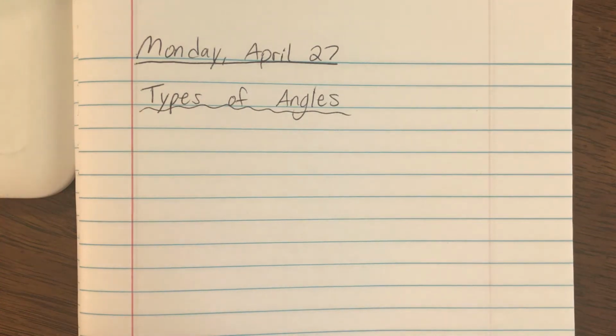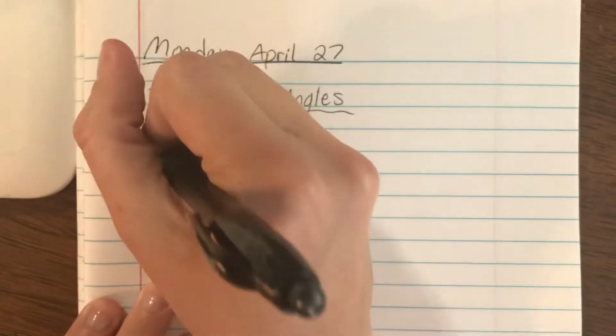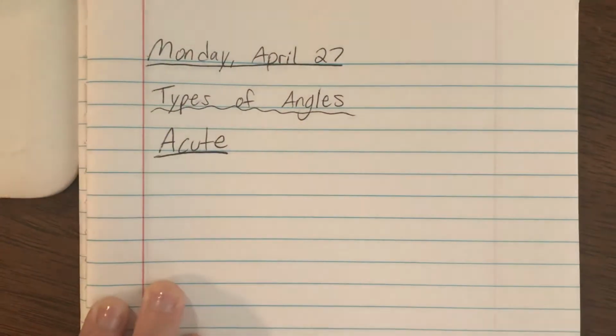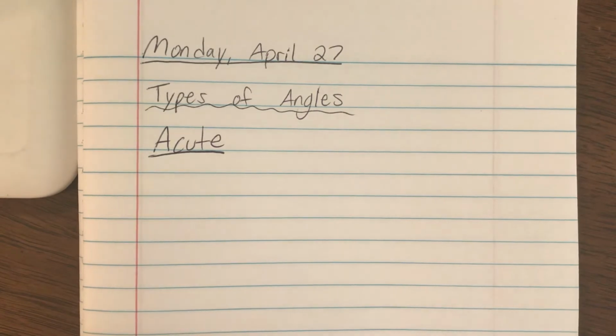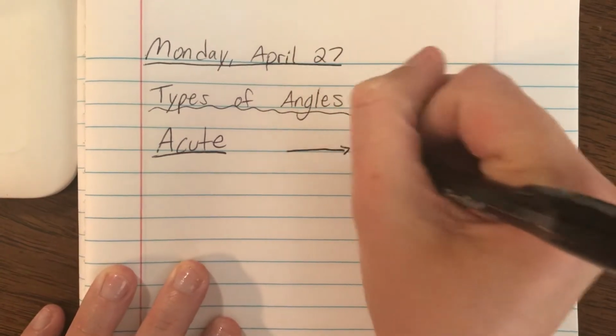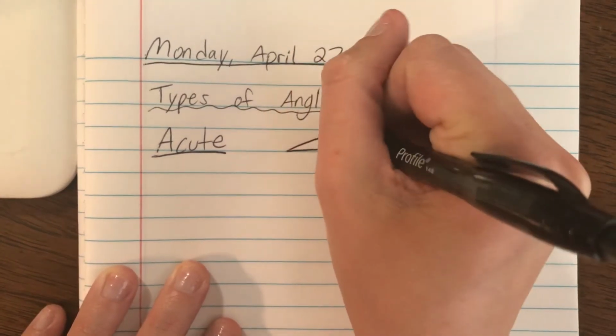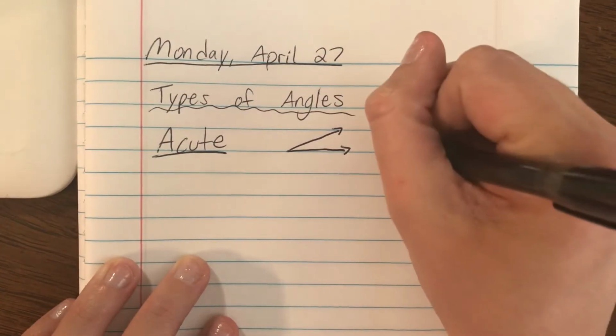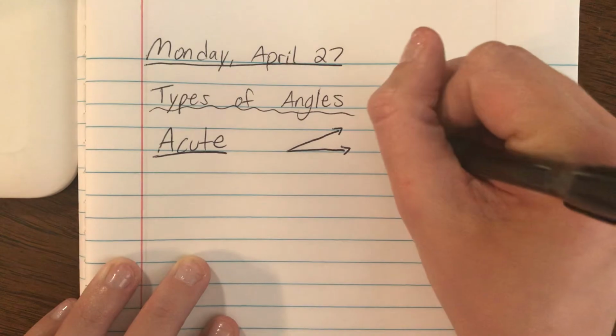So today we're going to talk about the different types of angles. There are three different types of angles that we're going to focus on right now. The first is going to be acute. Acute angles, one way that we like to think about this is they're cute little angles. They're going to be really, really small. A few different ways that they can be represented is like this. And then sometimes as well, they can be facing the other way.